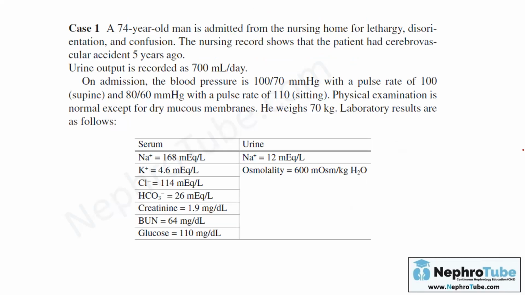I will discuss hypernatremia through this case, to use my approach to diagnose and treat it. This case is of a 74-year-old man who is admitted with hypernatremia. Let's see what is the presentation of this old man. This patient presented with lethargy, disorientation, and confusion.